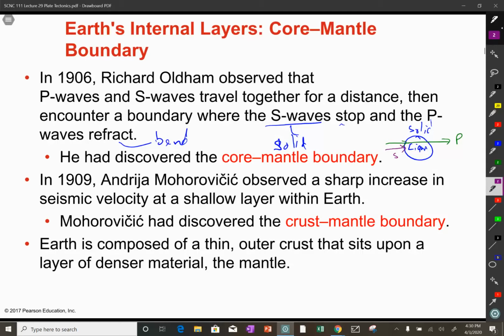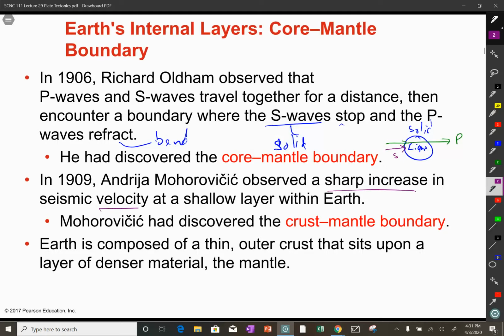Then just 3 years later, Andrija Mohorovičić, I can say his last name, observed a sharp increase in velocity in a shallow layer of the Earth. And so this is just a change in velocity, right? It's not one wave stopping. So it's not a liquid barrier, but it's a distinct change in the density of the material.